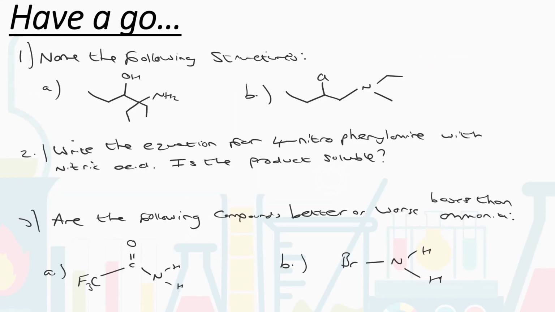So, time to have a go at some questions. If you want to have a go, pause the video and the answers will be on the next slide. So the first one is to name the following structures of those amines, then to write the equation for 4-nitrophenylamine with nitric acid, and say if the product is soluble, and then to say whether the following compounds are better or worse bases than ammonia is.